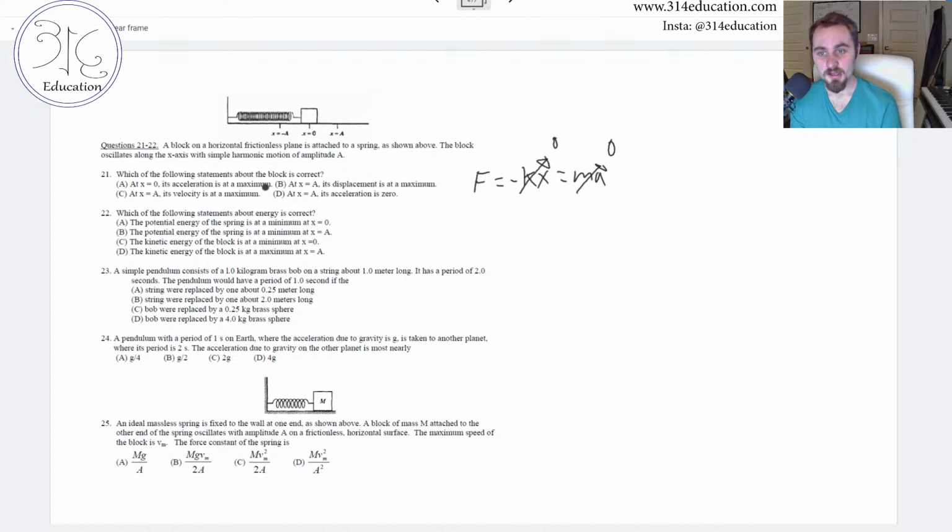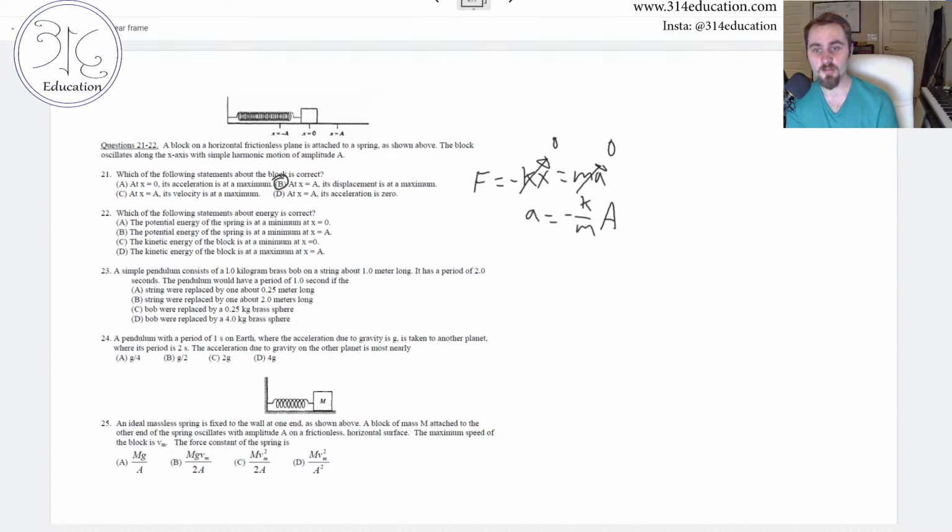At x equals A, its displacement is maximum. That is true. Let's just double check all our other ones to make sure they're false. At x equals A, its velocity is a maximum. That is not true because that would be at a minimum. And at x equals A, its acceleration is 0. That's also not true. At A, our acceleration would equal negative k over m times our displacement. That's non-zero. So yeah, B is our best choice here.